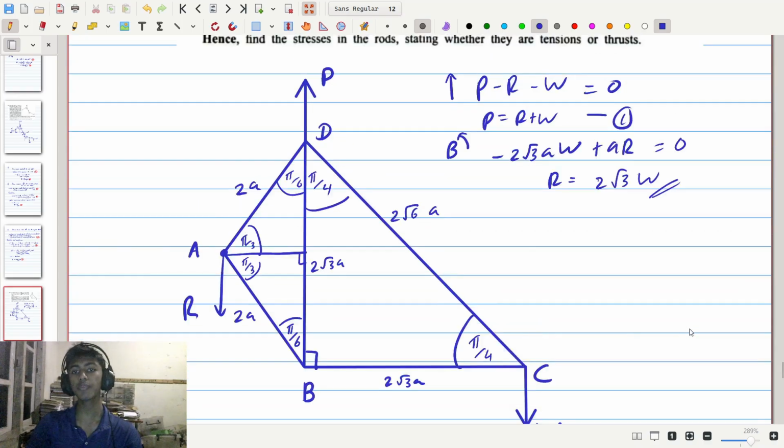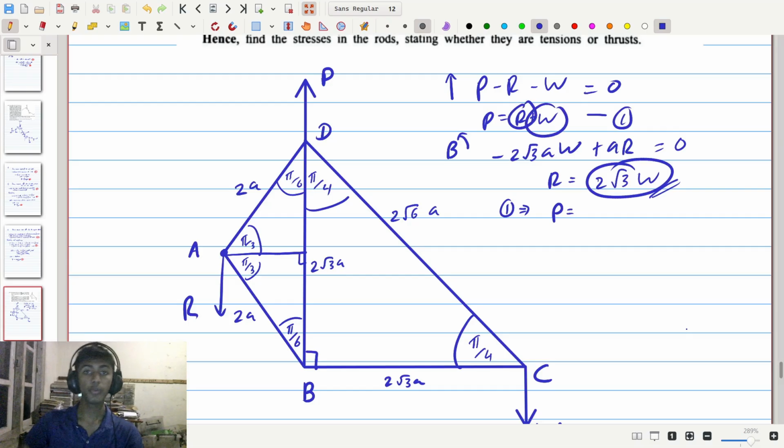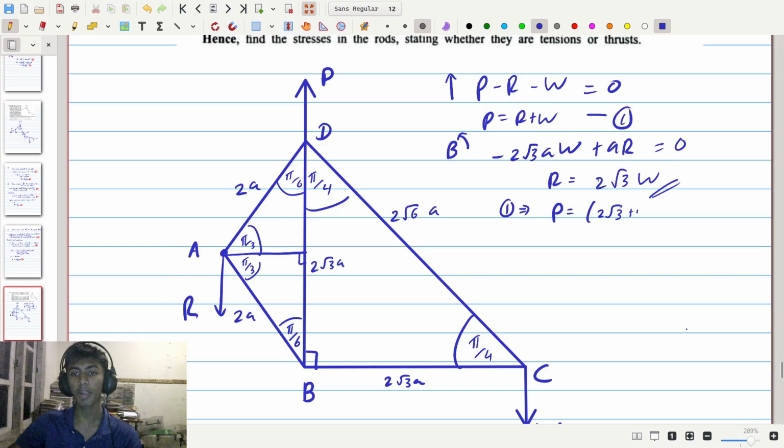So now with that we found the value of R, and furthermore from equation 1 we can see if we substitute this value of R, we can get that P is equal to 2 root 3 W over here plus W, which if you take out the W is going to be equal to 2 root 3 plus 1 times W. So we can write down here (2 root 3 plus 1) W. So with that we found the value of P and the value of R, and now finally we can move on to doing the Bow's notation.